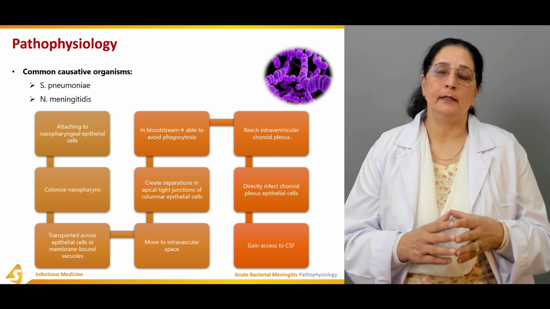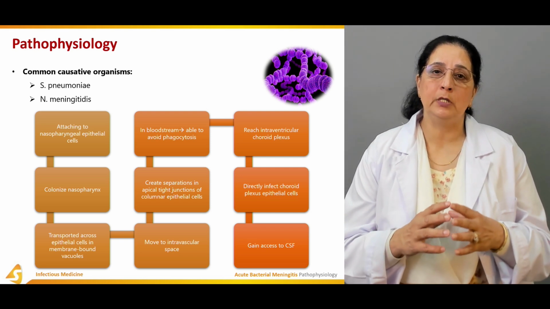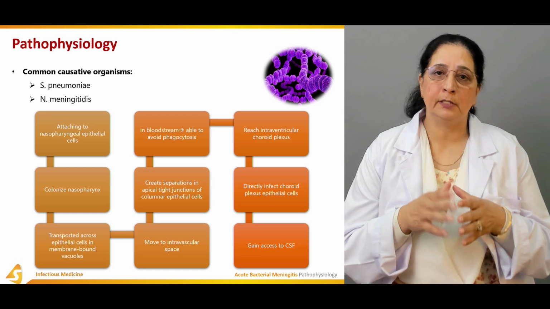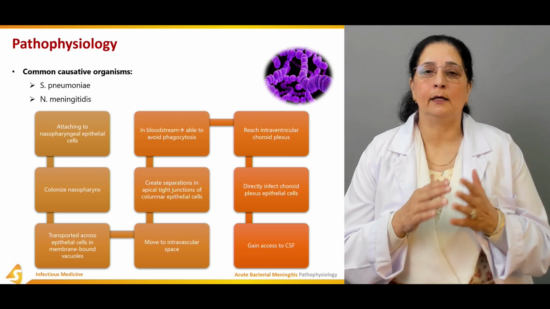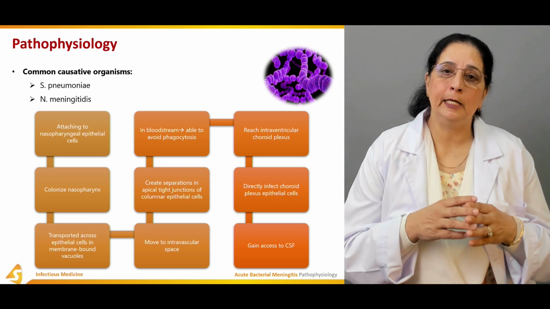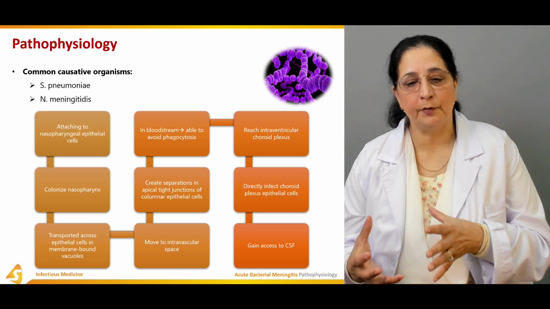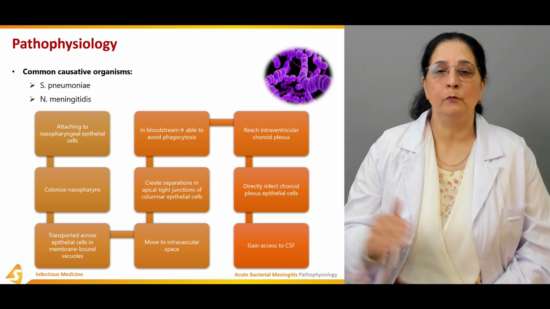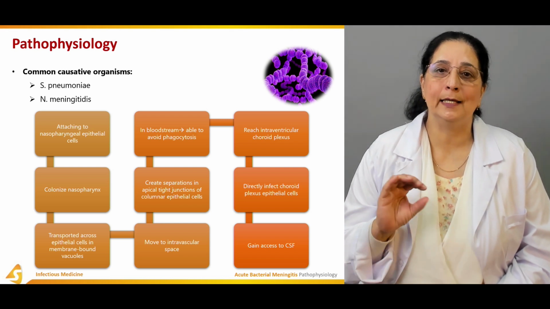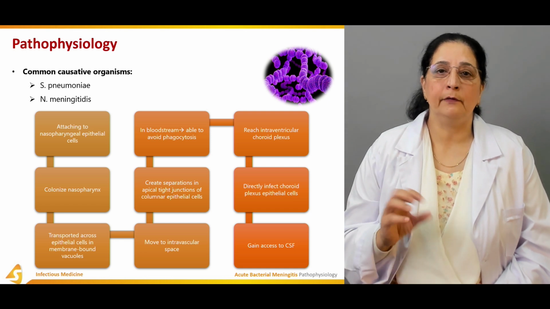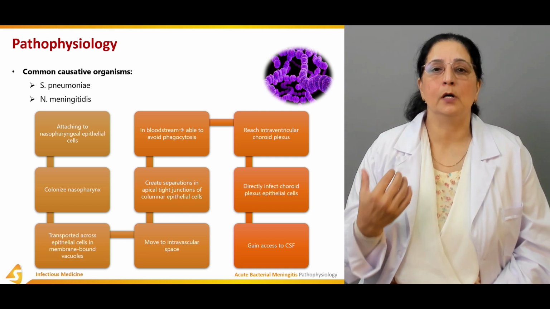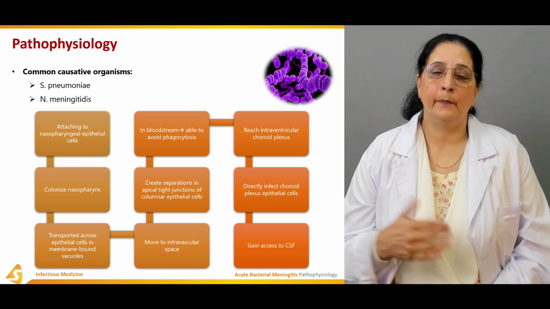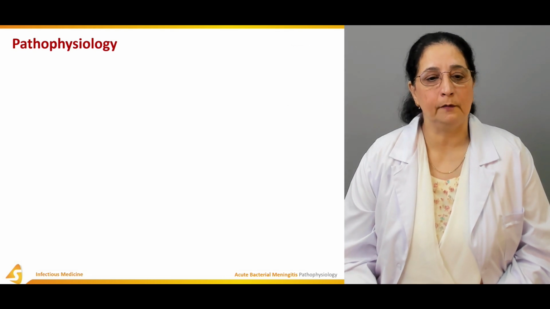So all these are the steps that ultimately lead to the microorganisms Streptococcus pneumoniae and Neisseria, how they attach to the epithelium of the nasopharynx and ultimately reach the cerebrospinal fluid. And once they move in the cerebrospinal fluid, they can access the meninges and different parenchyma of the brain and cause infection of the brain. So that's the mechanism of how it spreads from the nasopharynx to the cerebrospinal fluid.